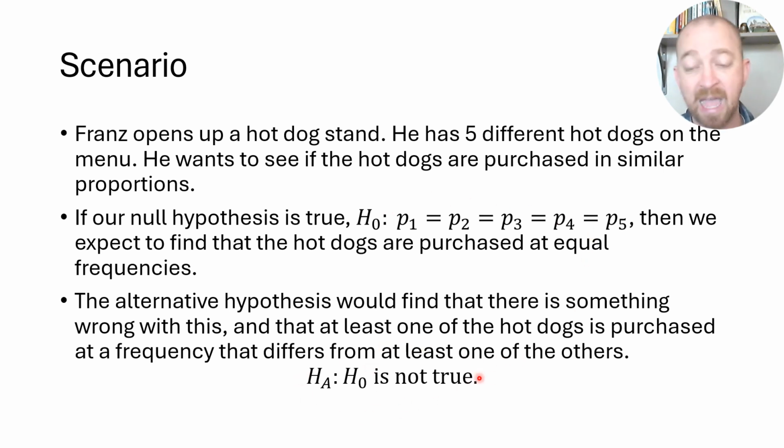And then assume that actually that's not true. In other words, one of the hot dogs is more likely to be purchased with every given interaction than any other one. Or one's being purchased even less than some of the others as well. That could also be a possibility. So we're going to see how this works.